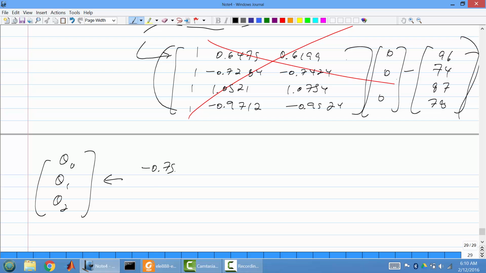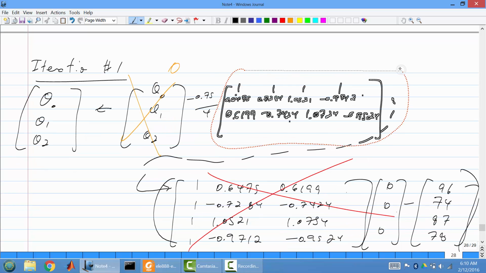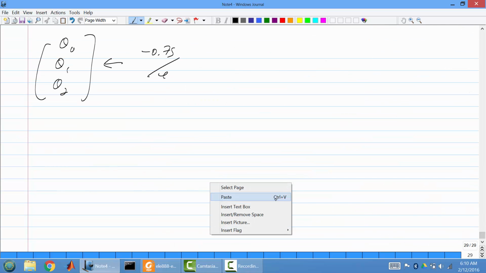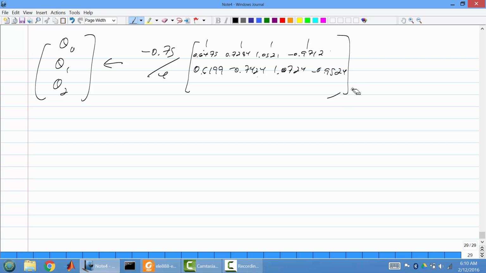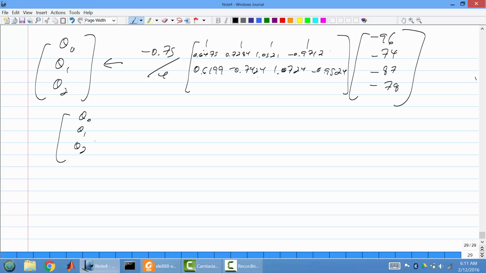So this is minus 0.75 divided by 4. And then we take the X transpose matrix, which is this guy here, and multiply this by the negation of Y. When you compute all this, I won't bore you with the details, but this is equal to 62.8125, 4.5030, 4.4638. So that's after the first iteration.